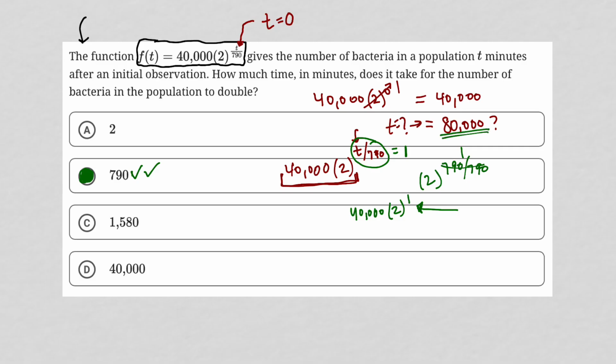And all of that opened up for me because I first figured out what the initial population was by setting t equal to 0, which then lets me know what a doubled population should be, which then allows me to figure out what t is in order to make that true. So 790 is our best answer here.